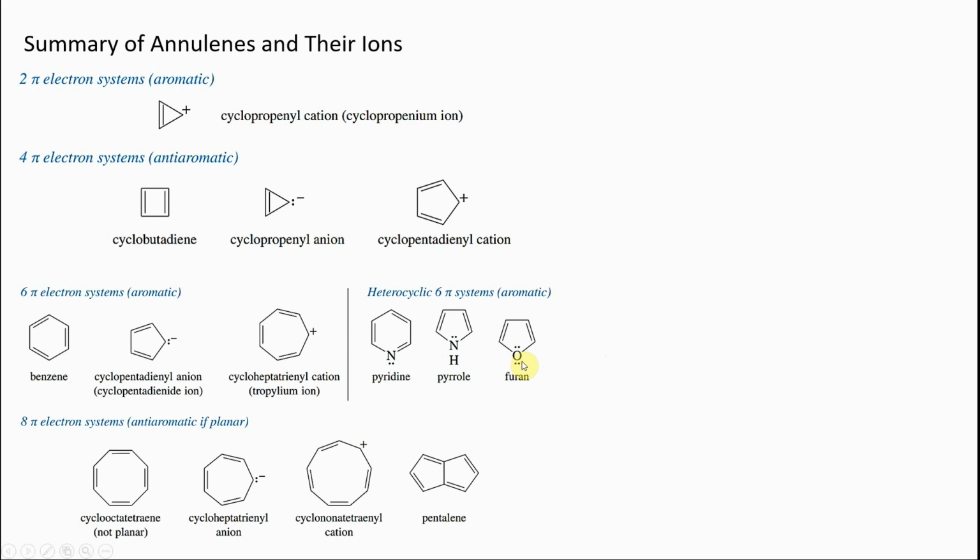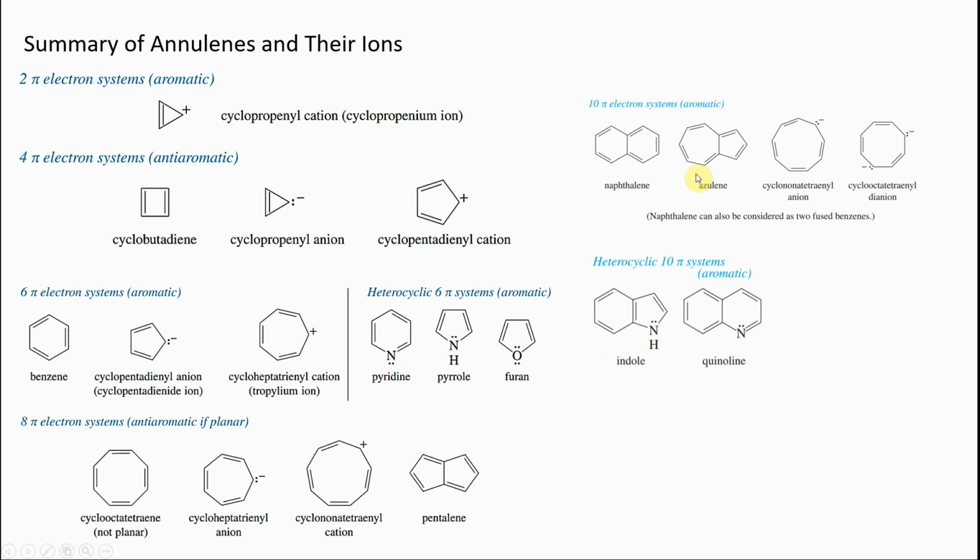Heterocyclic atoms as well. Now in the heterocyclic atom, here the lone pair is not used. Here it is used for aromaticity. We saw this as well. The 10 pi system we also saw. Now here I am introducing this, I will talk about it in a minute: naphthalene and azulene.